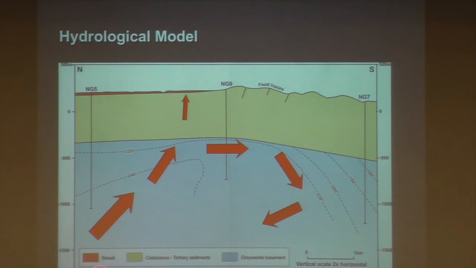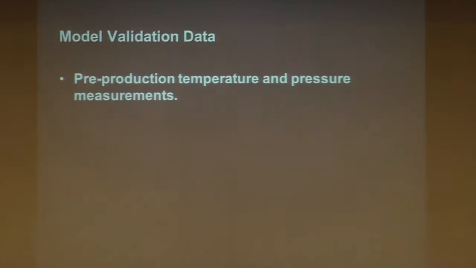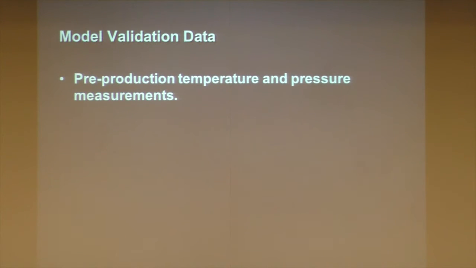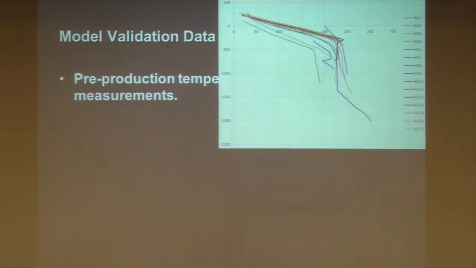Where we believe hot fluid comes up into that shallow portion of the reservoir is in the northern part of the reservoir near the well NG5. We do have a number of data sets that have been collected both during testing before production started and since production has been undertaken within the reservoir. There are pre-production pressures and temperatures. So you've seen this before.